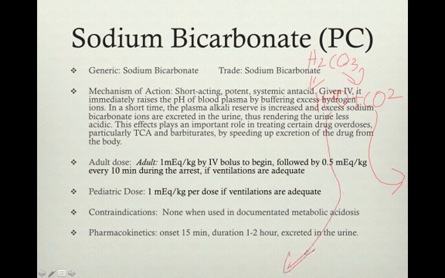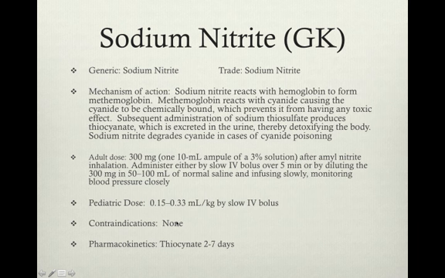Water goes to the kidneys. Elimination of the acid. 1 milliequivalent per kilogram on both pediatric and adult. Contraindication: none when used in documented metabolic acidosis. This is going to be an antidote for tricyclic antidepressants. Pharmacokinetics: onset in 15 minutes, duration 1 to 2 hours, and is excreted in the urine.